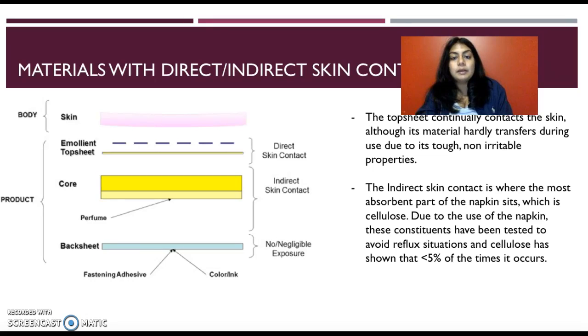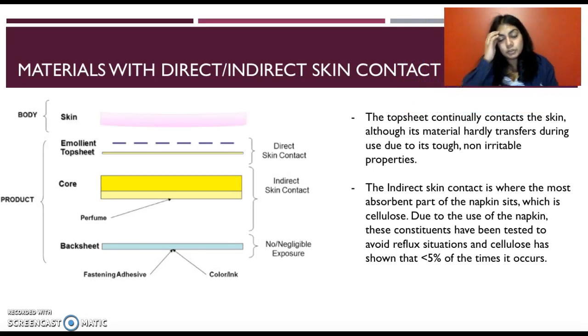Materials with direct or indirect skin contact have a relationship to why the cellulose fiber is in between the two layers. The top sheet continually contacts the skin, although its material hardly transfers during its use due to its tough, non-irritable properties. The indirect skin contact is where most of the absorbent part of the napkin sits, which is cellulose. Due to the use of the napkin, these constituents have been tested to avoid reflux situations, and the cellulose has shown that it occurs less than 5% of the time.